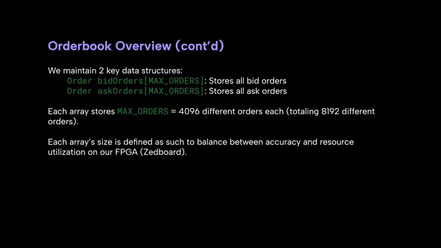And to implement this on the FPGA, we had to be very specific about our data structures. We maintain two primary arrays to store this state: bid orders and ask orders. We allocated these arrays to hold MAX_ORDERS, which is defined as 4,096 entries each. We chose this specific size as a design trade-off. It's large enough to capture the depth of the market data we are simulating, but also small enough to fit within the resource utilization for our FPGA.